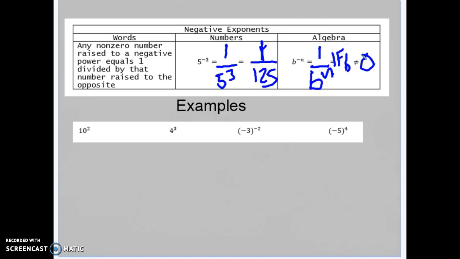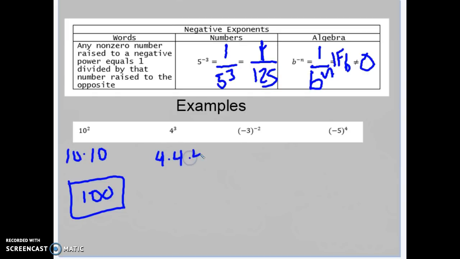All right, so let's look at some examples. We have 10 to the second power. We know 10 to the second power is 10 times 10, which results in 100. 4 to the third power means 4 times 4 times 4. You multiply that out, you get an answer of 64.